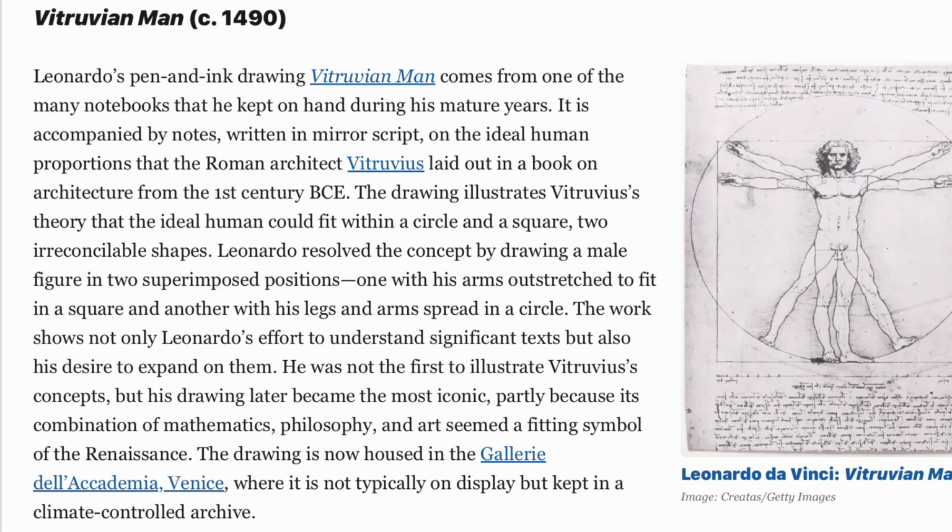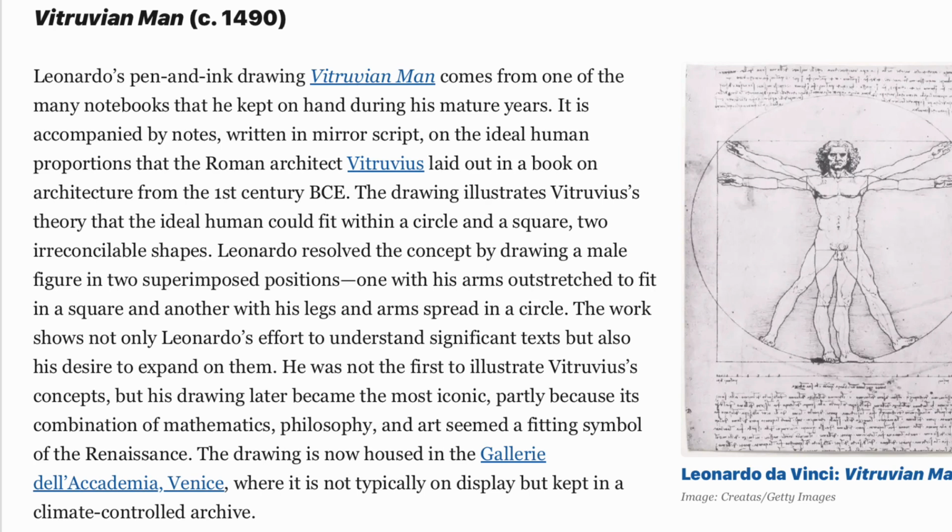Leonardo's pen and ink drawing, Vitruvian Man, comes from one of the many notebooks that he kept on hand during his mature years. It is accompanied by notes written in mirror script on the ideal human proportions that the Roman architect Vitruvius laid out in a book on architecture from the 1st century BC.